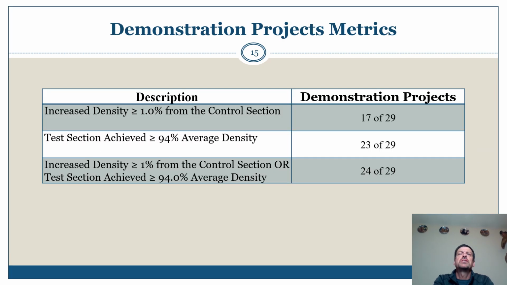The metrics used to measure the success of the demonstration projects were listed in this table here, and one of them was to see if the density increased by the change that was made by greater than or equal to 1% over the control section, and that occurred in 17 of 29 demonstration projects. Another goal was to see whether or not the test section achieved a density greater than 94%, and that occurred in 23 of 29 test sections. And then if you put those together, the goals were achieved in 24 out of 29 demonstration projects.